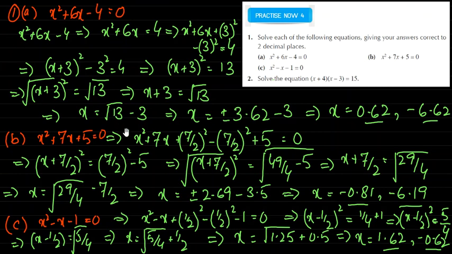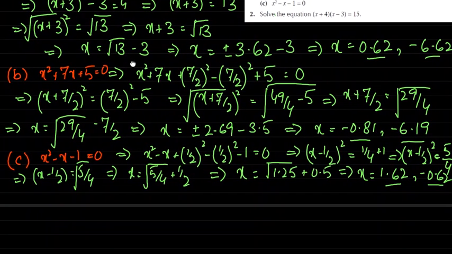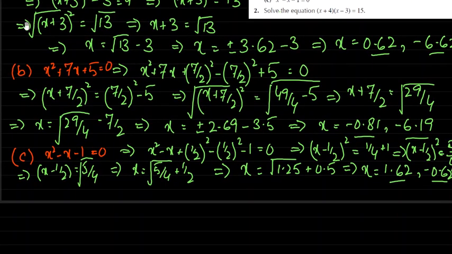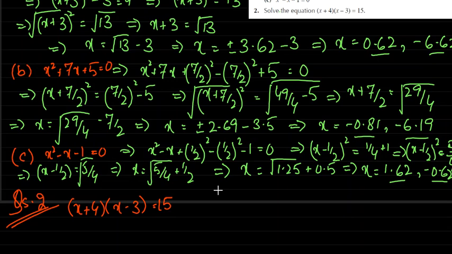Okay, now moving on to question number 2. Question number 2 is solve the question. The question is x plus 4 into x minus 3 is equal to 15. So how will we solve the question?